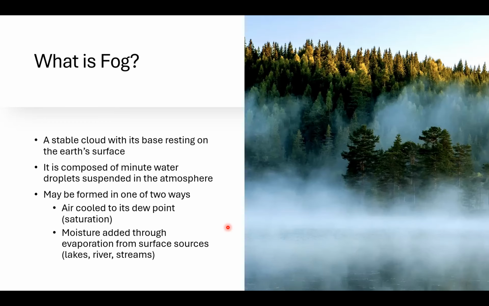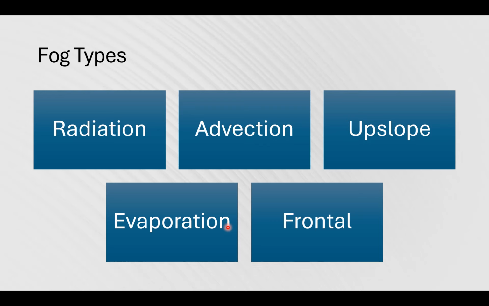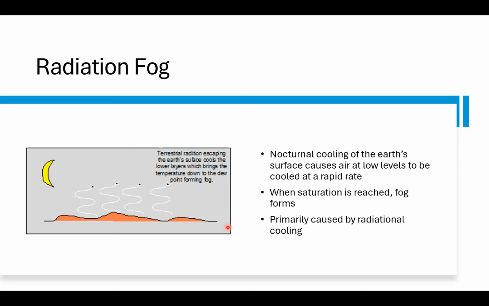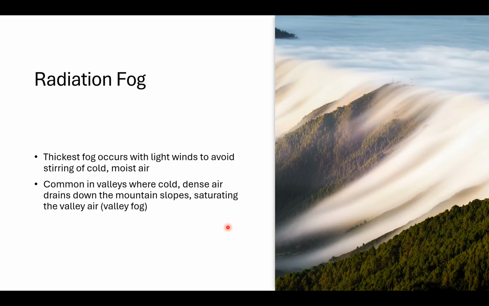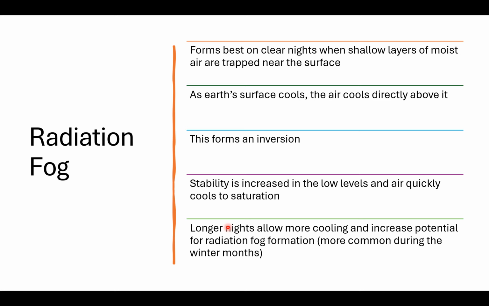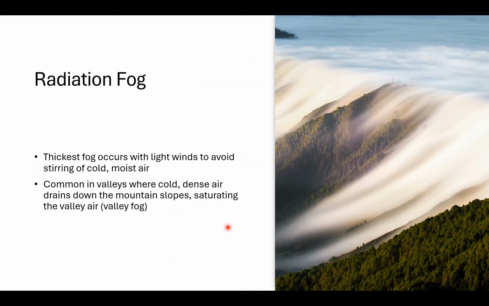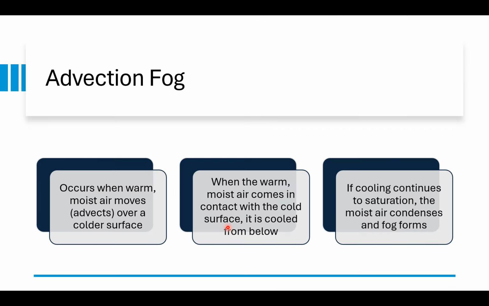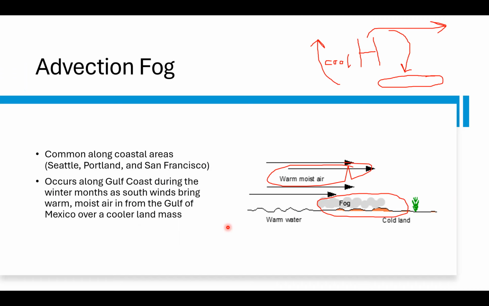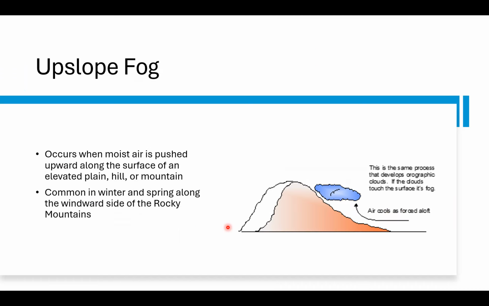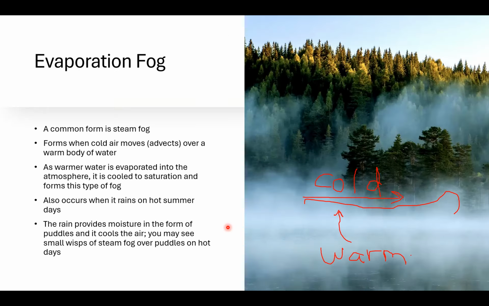Bottom line is, for fog to form, you want air cooling down to its dew point. You also want to add moisture. You can add it through evaporation from water surface sources such as lakes, rivers, and streams. We talked about the fog types here again. Radiation fog is most common in the winter months. You want very light winds. You want clear nights to allow the most ideal radiation cooling to form radiation fog. And then valleys. Valleys are very prone to radiation fog because colder, denser air drains down from higher elevations, down the slopes of the mountain. There's advection fog, typically associated with the west coast of the United States. You can get upslope fog, evaporation fog, and so on.